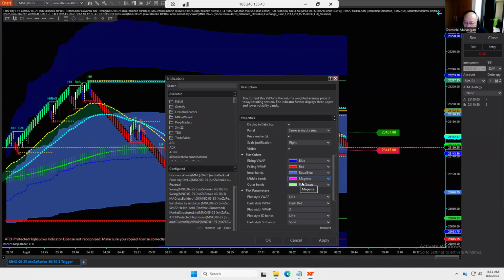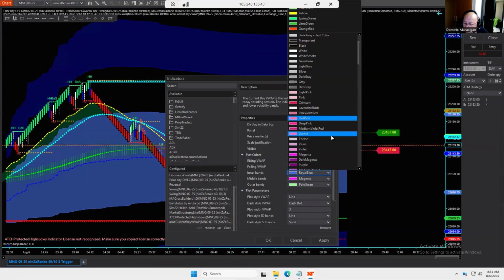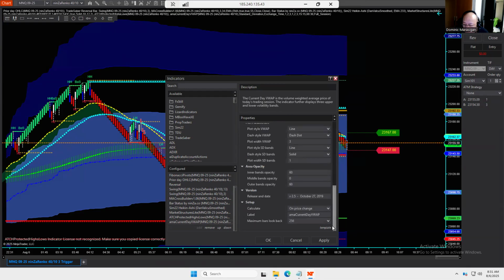And the middle band, where's that? Inner bands are this. So this is going to be magenta instead. Middle band. That's the middle band. Let me see what that is. That's the VWAP. That's fine.